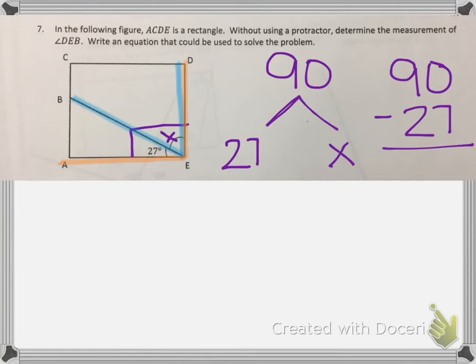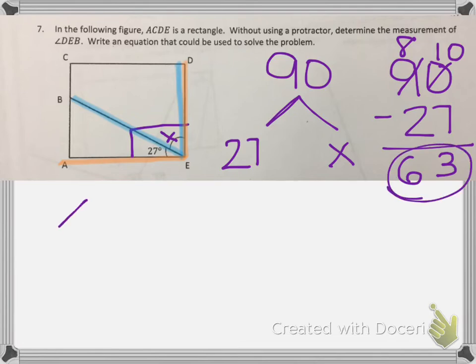Pause and do that. You should get X equals 63 degrees. So angle DEB, just a minute, 63 degrees.